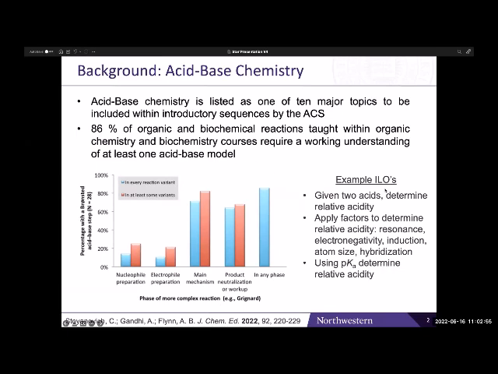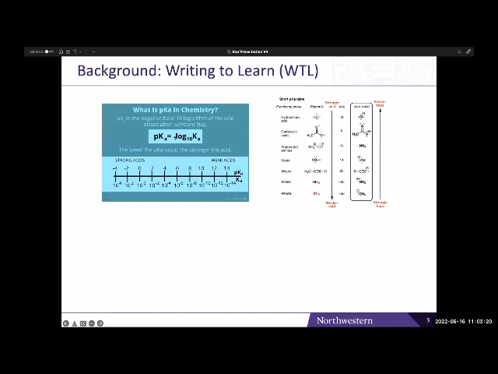Through these analyses, several intended learning outcomes have been identified as important. They include comparing two acids and determining which one is relatively more or less acidic, applying certain factors, basically being able to look at the structure of the molecule and understand how certain features impact acidity, and then using pKa to determine the relative acidity of a series of molecules. pKa is just a quantitative metric. The lower the number, the more acidic. The higher the number, the less acidic.